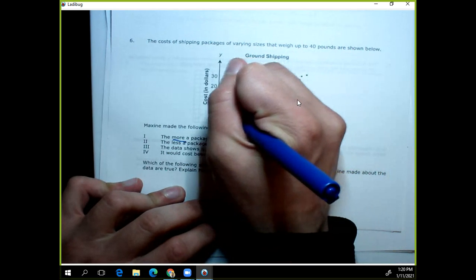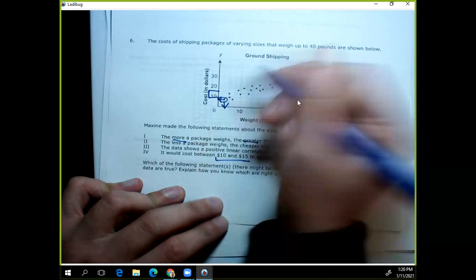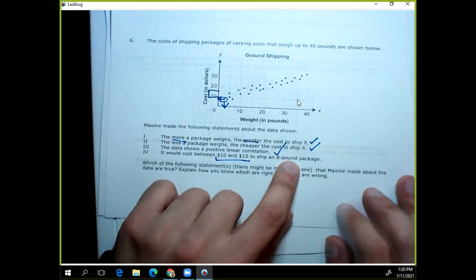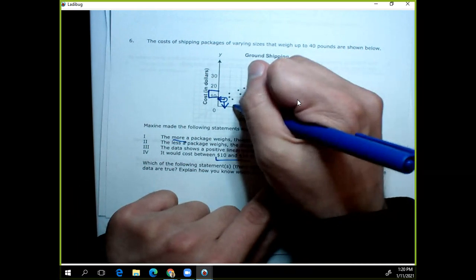All right, the data shows a positive linear correlation. We already established it's a positive correlation, so that's true. And then it says it would cost between $10 and $15 to ship an 8-pound package. So let's find 10 to 15, which is between this little square right here probably, and then the 8-pound package. Where's 8 land at? About right here.